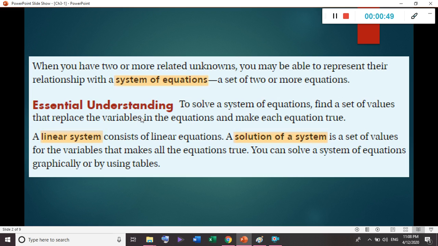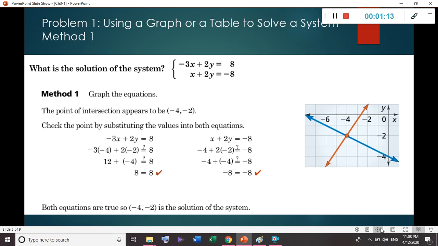If you substitute the same values of x and y in both of them, you're going to find the same answer that satisfies the equations. A solution of a system is a set of values for the variables that makes all the equations true. You can solve a system of equations graphically or by using tables. So we have two ways of solving systems, either graphically or by using tables. Let's see how we're going to use them.